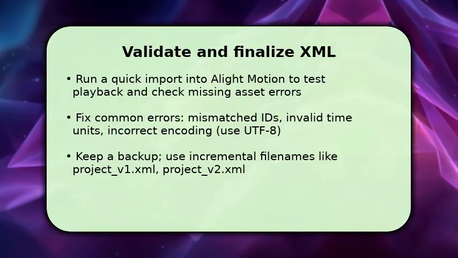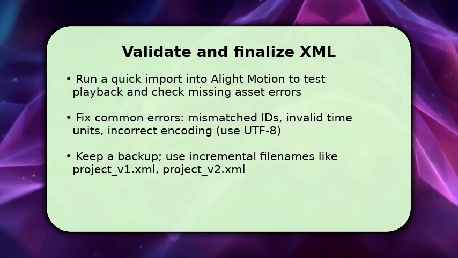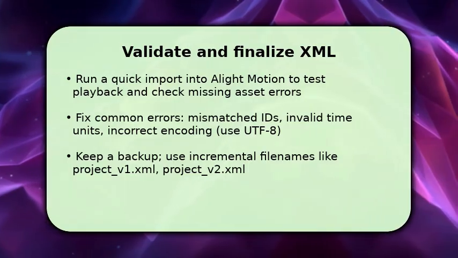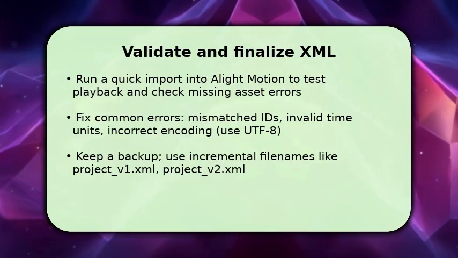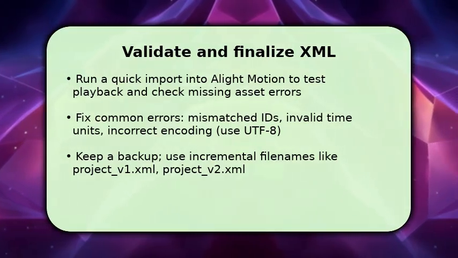Alight Motion expects milliseconds. Once validated, increment the file name to preserve a working history. If problems persist, revert to the base file and reapply changes in smaller batches to isolate the error.